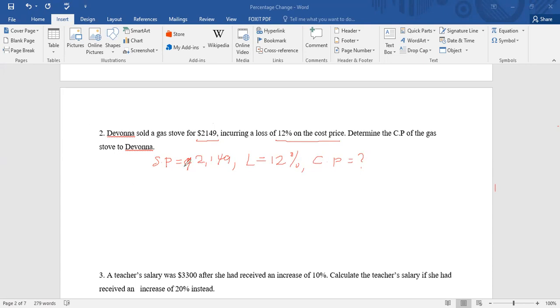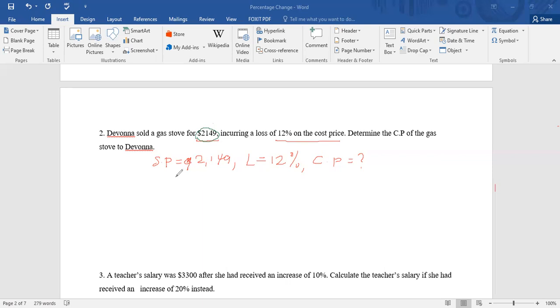Right? So here we know that Devona sold a gas stove, but she made a loss. If she made a loss, therefore the cost price must be higher, because the only way you can make a loss is if you sell the item cheaper than what it costs. So the cost price will be much higher than this value here. Let's see if we can find the cost price.